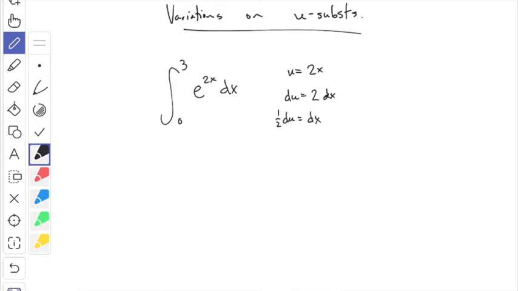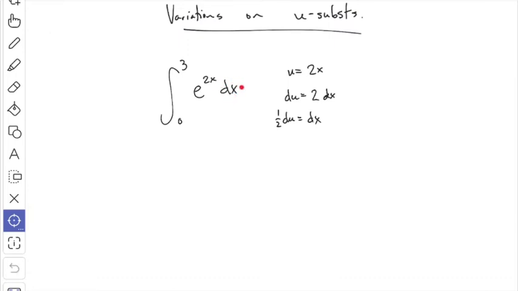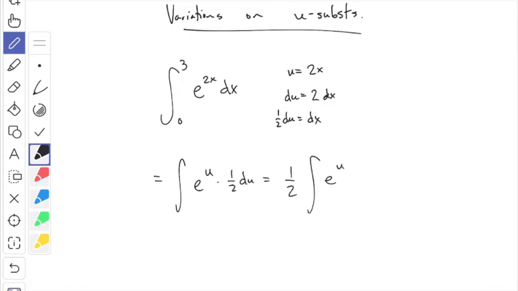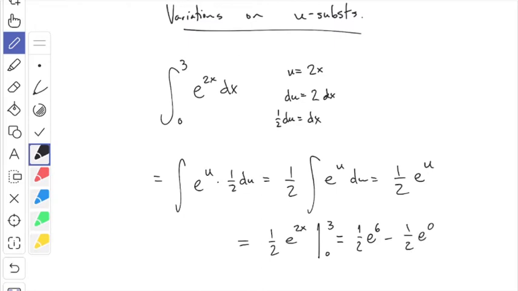The reason I do this division is because I intend to plug in, instead of dx right here, 1/2 du. So this becomes the integral of e to the u times 1/2 du. I take the 1/2 out, it becomes the integral of e to the u du, which of course is e to the u. And then I replace the x variable, so it's 1/2 e to the 2x. And now, remembering that this was a definite integral from 0 to 3, I'm going to plug in 0 and 3 for x. And I get 1/2 e to the 6 minus 1/2 e to the 0. E to the 0 is 1, of course, but I don't care about that so much.